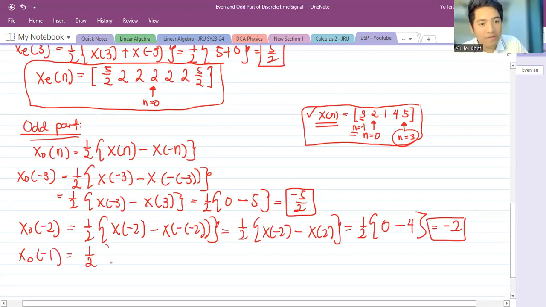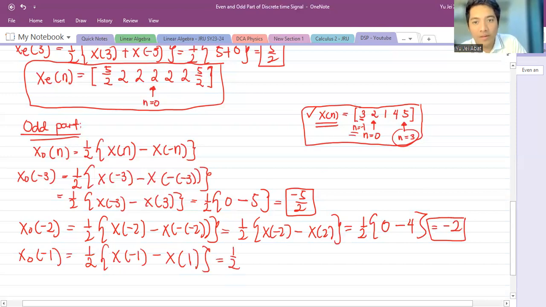So for x odd of negative 1, we have 1/2 x of negative 1 minus x of 1. At negative 1, the amplitude is 3. So we have 3 here minus x of 1. What's x of 1? We have 1. So 3 minus 1 is 2, and 2 times 1/2 is 1. So that will be our x odd of negative 1.